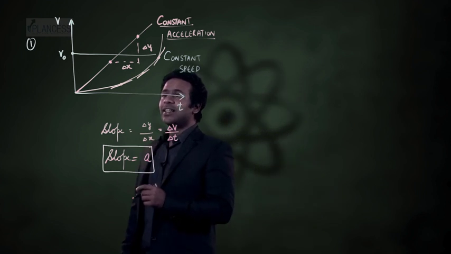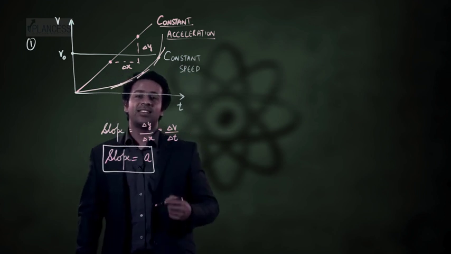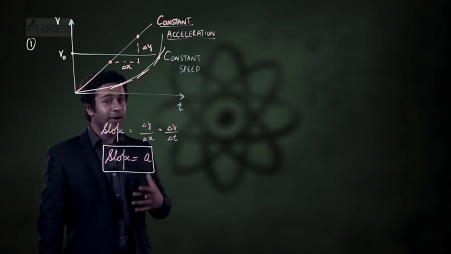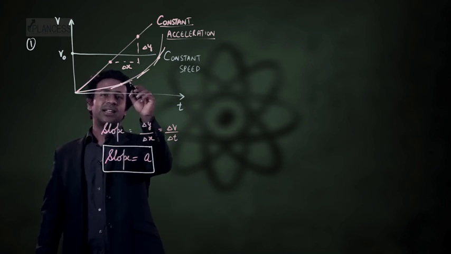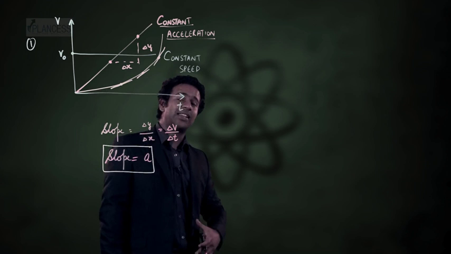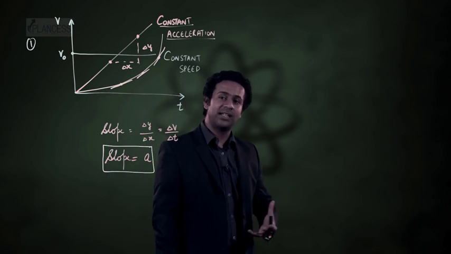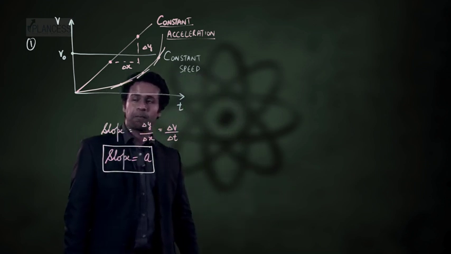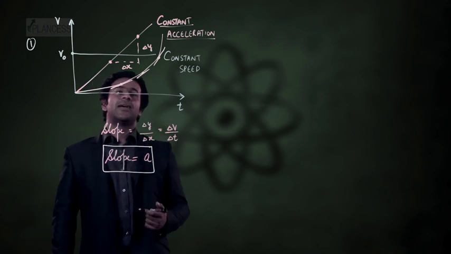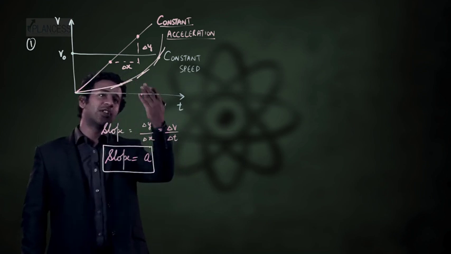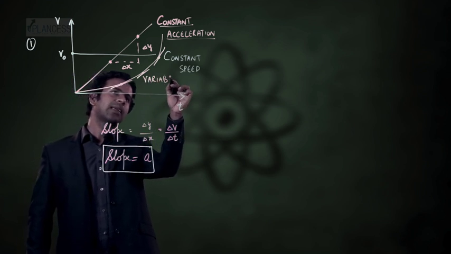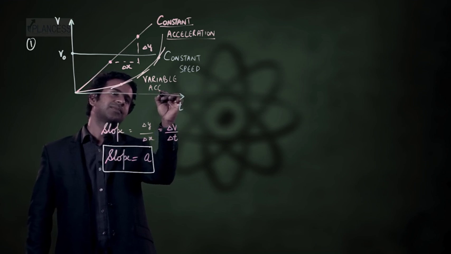Also, we see that the steepness of these lines is increasing. Hence, the slope is increasing, and we can say that this particle, the motion being depicted by this curve, is such that the acceleration of that particle is increasing continuously. Right. So, these are the three cases that we can make from these three lines. So the last line shows variable acceleration.